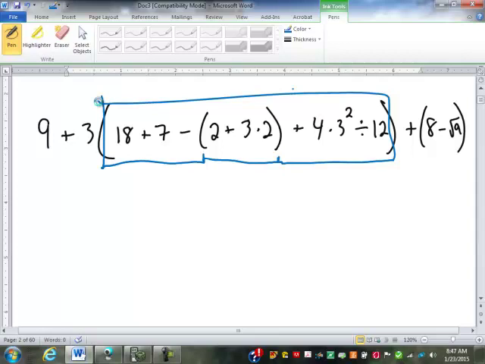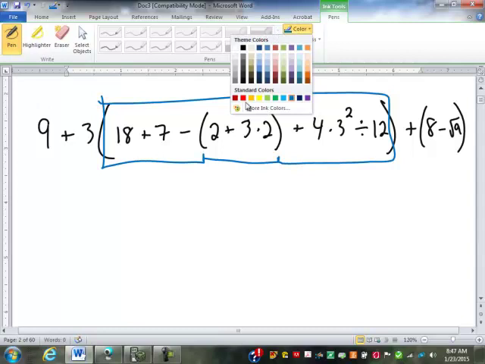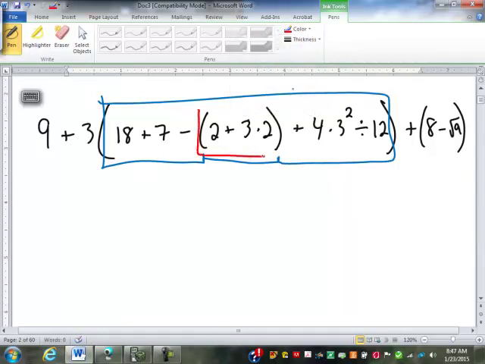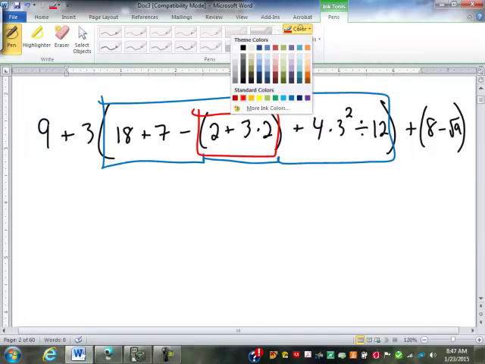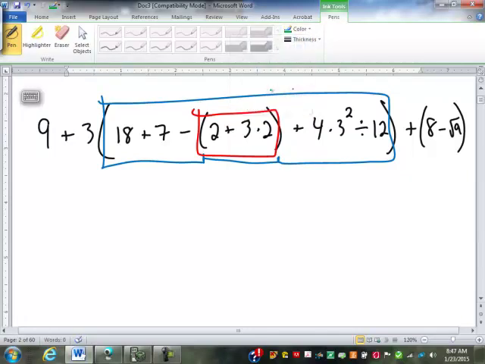So we're still looking for level 1. Are there any other enclosing symbols? Yes, there are. There's another set of parentheses right here. So now we have to start inside that set of parentheses, or inside the red box for now. In there, are there any other enclosing symbols? No. Exponents? No. Multiplication and division? Yes, we have 3 times 2. So I'm going to replace the 3 times 2 with a 6, and I'm going to rewrite the rest of the problem.